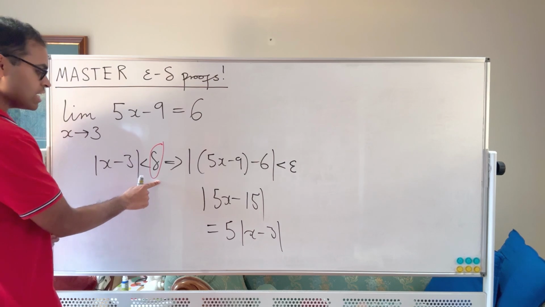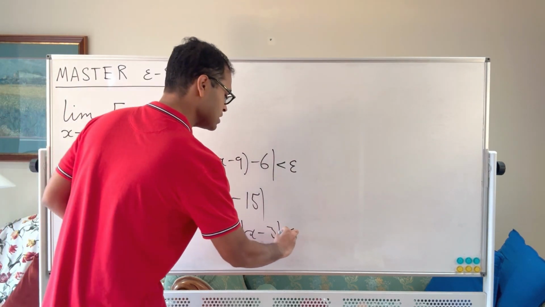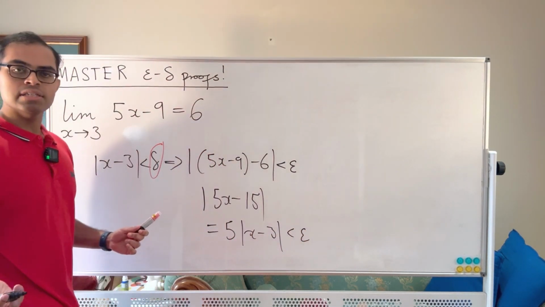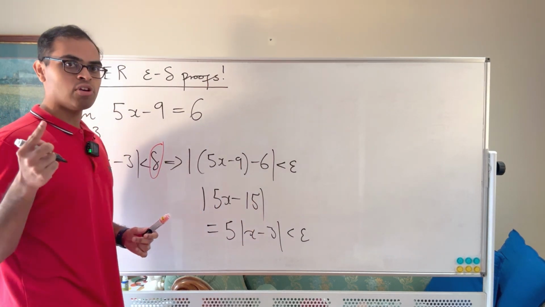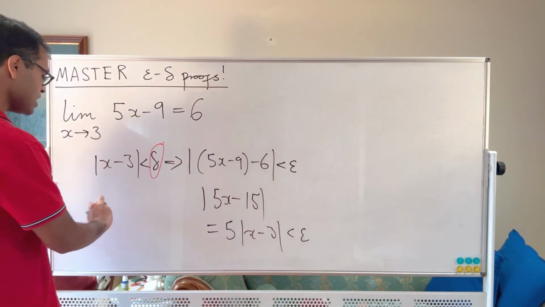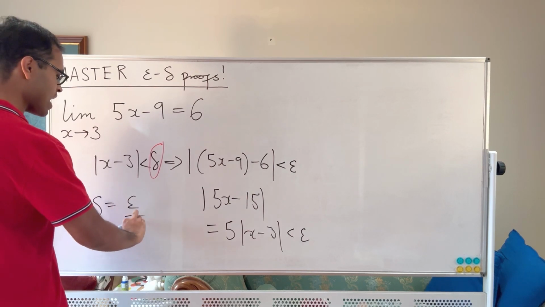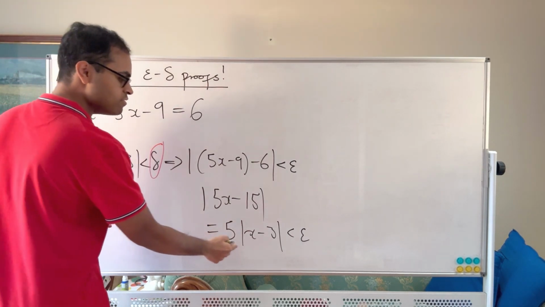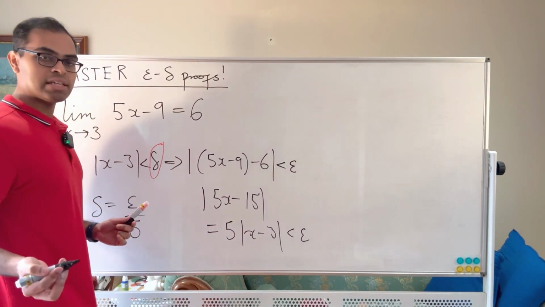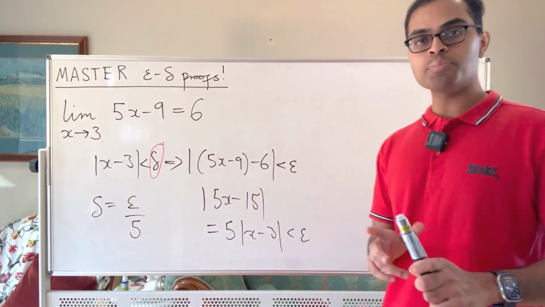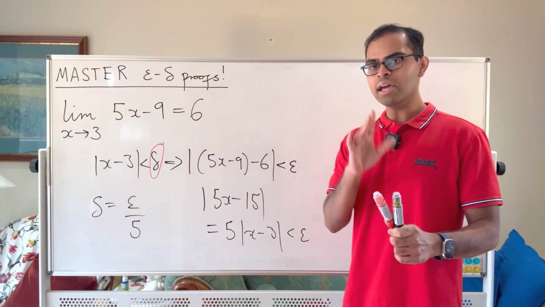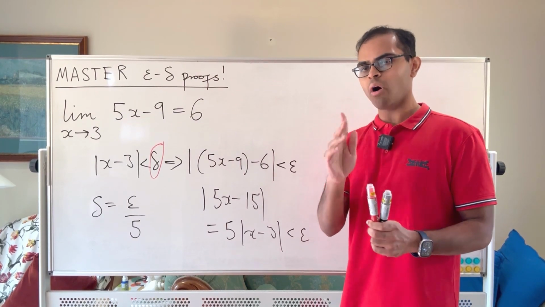So what does delta have got to be so that this is less than epsilon? How do we ensure this is less than epsilon? Well, as long as the absolute value of x minus 3 is less than epsilon over 5. If we take delta equal to epsilon over 5, then 5 times the absolute value of x minus 3 will be less than epsilon. So that's going to be the principle, and now we write the rigorous proof. This is all there is to it. It takes some time to get used to it, but that's all there is to it.